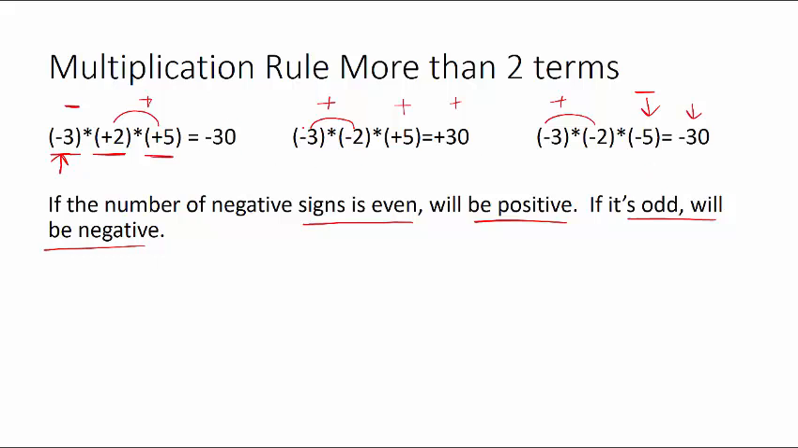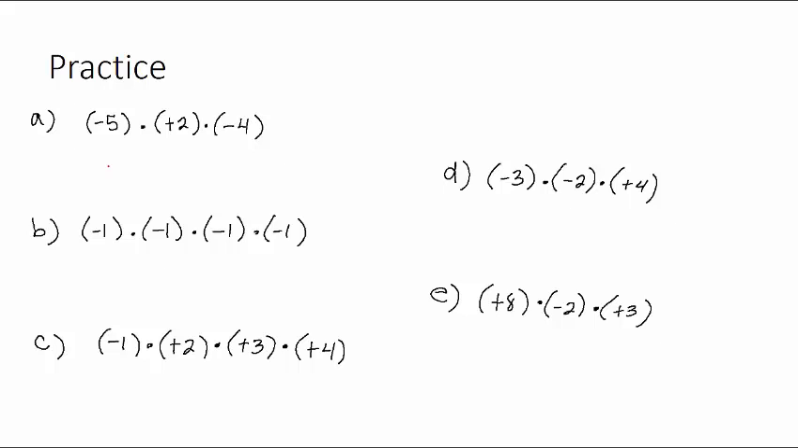So again, if you have a whole bunch of factors that you're multiplying, if you have an even number of negative signs, it'll end up being a positive answer. If you have an odd number of negative signs, it'll be a negative answer. Alright, so pause it and try these, and then hit play when you are ready to check your work.